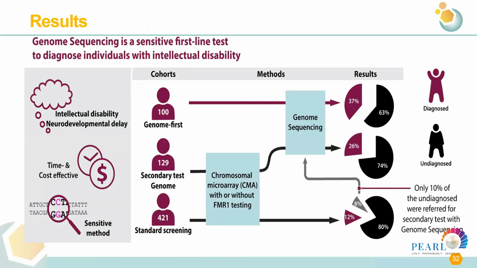Not surprisingly, the first group who underwent whole genome sequencing as a first-line investigation achieved the higher yield of diagnostics. So 37% achieved the result, compared to the second group, where the secondary test was whole genome sequencing, which achieved the diagnosis in 26%. And the last group, the standard screening, who underwent only a chromosomal microarray with Fragile X testing, the diagnosis was reached in around 12% of patients. So they highlight that genome sequencing as a first-line investigation is valid. It is time and cost effective and also a sensitive method.